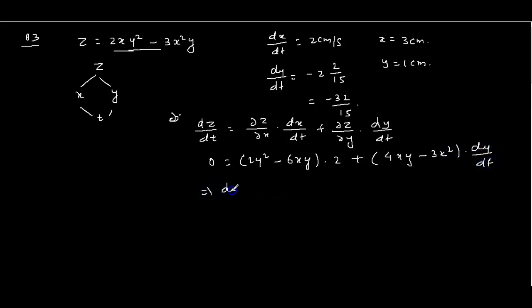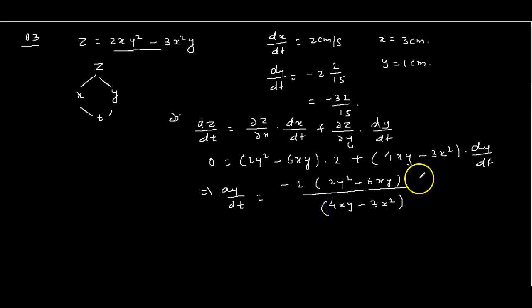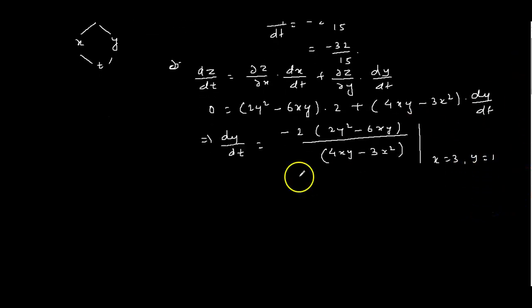So from this one we can write dy by dt is equal to minus of 2 times (2y squared minus 6xy) divided by (4xy minus 3x squared). Now you put the values here: x is equal to 3 centimeter, y is equal to 1. So dy by dt will be minus 2 times this one: 2 into 1, so this is 2, minus 6 into 3, 18. This one is 4 into 3, 12, minus 3 squared, 9, times 3 is 27.